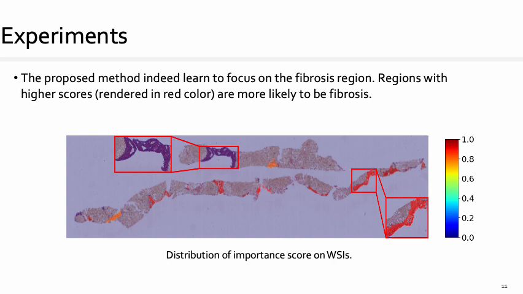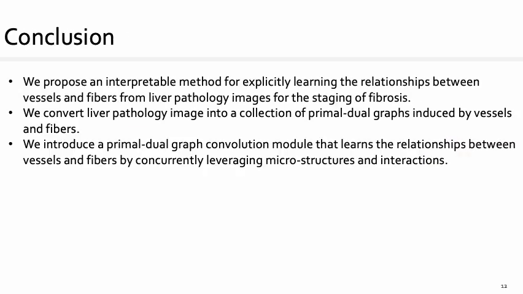Here we further demonstrate the distribution of the importance score when the model makes a decision. We can see that the proposed method indeed learns to focus on the fibrous region.